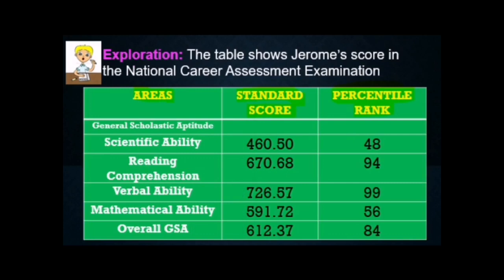So let's have this exploration. The table shows Jerome's score in the National Career Assessment Examination. We have the areas, the general scholastic aptitude, the standard score, and the percentile rank of Jerome's score. For the scientific ability, the percentile rank of Jerome is 48. For the reading comprehension, 94. For the verbal ability, 99. And for the mathematical ability, 56. So the overall GSA of Jerome is 84.